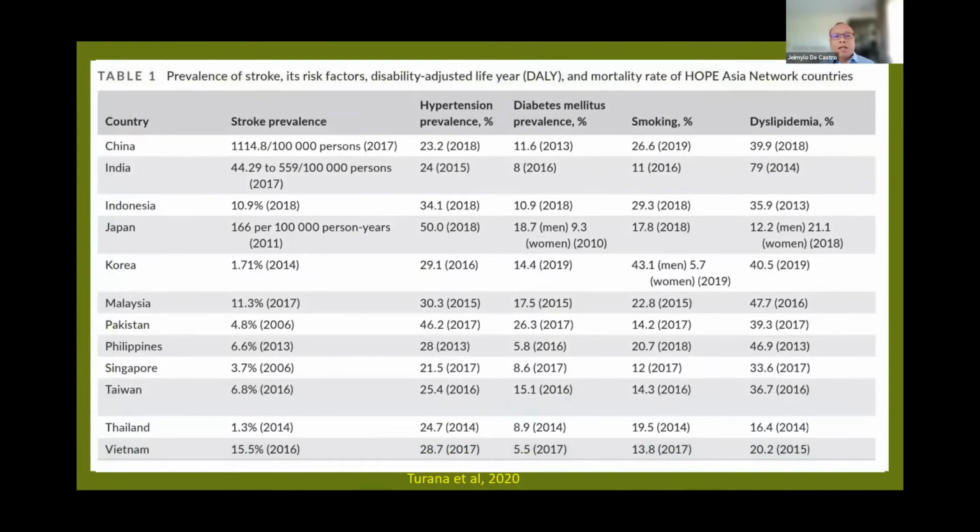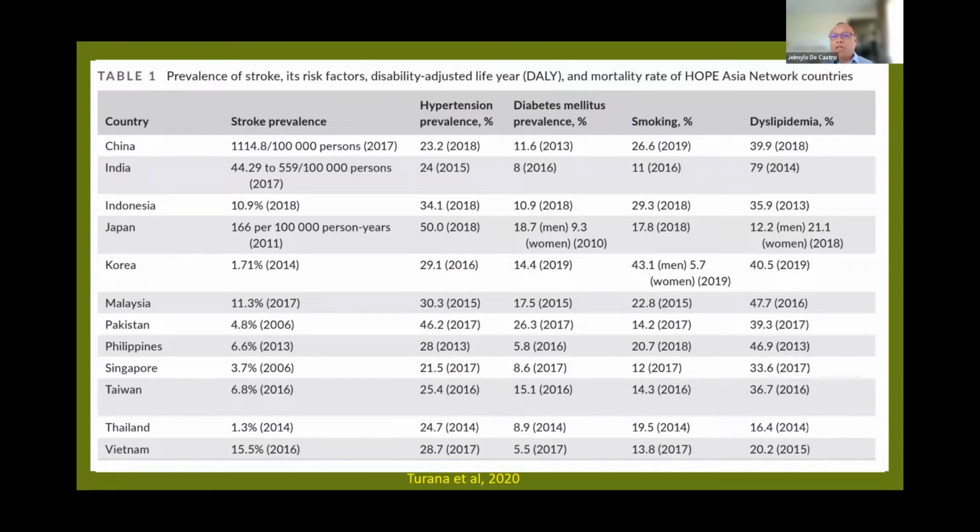Now, this is a multi-center study of stroke from different countries, and as you can see, Philippines is one of the contributors of this study. Although the study was contributed to 2020, the report was made in 2013 for the Philippines. And look at the pattern. You can see here the risk factors associated with stroke. As you can see, we have hypertension, diabetes, smoking, and dyslipidemia. And if you compare all of this, the most prevalent is dyslipidemia.